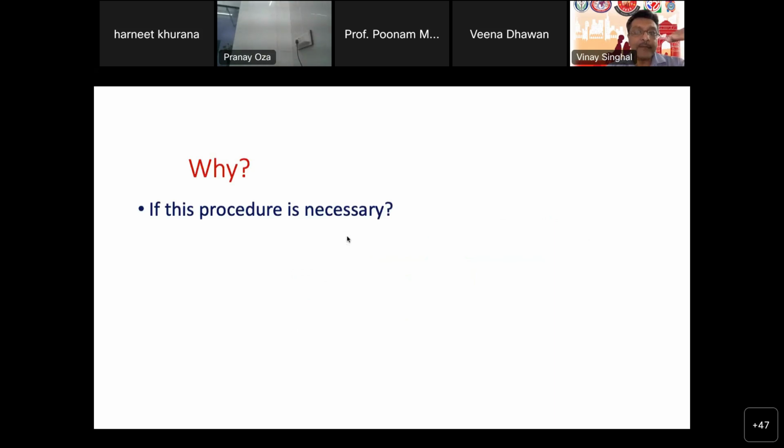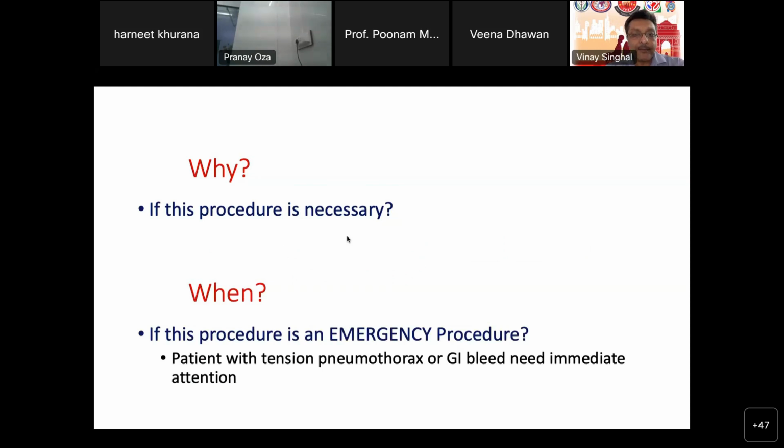So why is this procedure necessary? We have to answer these pertinent questions. If your patient can wait and the procedure can be done after 5 days or 10 days, or after your patient is weaned off from ECMO, then we should wait. But if this patient is an emergency or partial emergency, your patient may need to be operated on immediately. So we have to answer first why, and then we have to answer when.